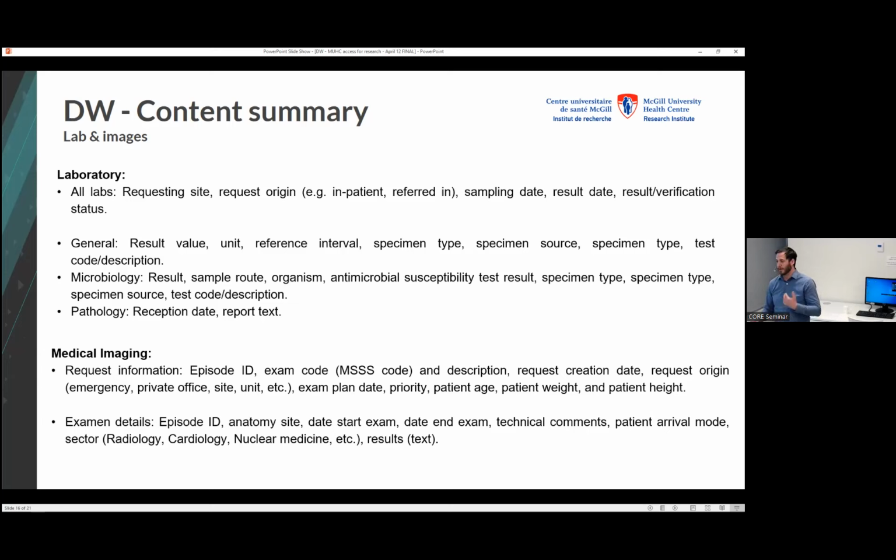If the patient is in a private office and an image was ordered, we have that information too: the site and the unit, the exam plan date, the priority, patient age and weight at the moment of the request. So if the patient changed that over a few years, we have different values of those variables. We also have the exam details: episode ID, anatomy site, date start exam, and all the variables about the exam details. Basically this is radiology, cardiology, and nuclear medicine doing the images. And for the result, we have free text.